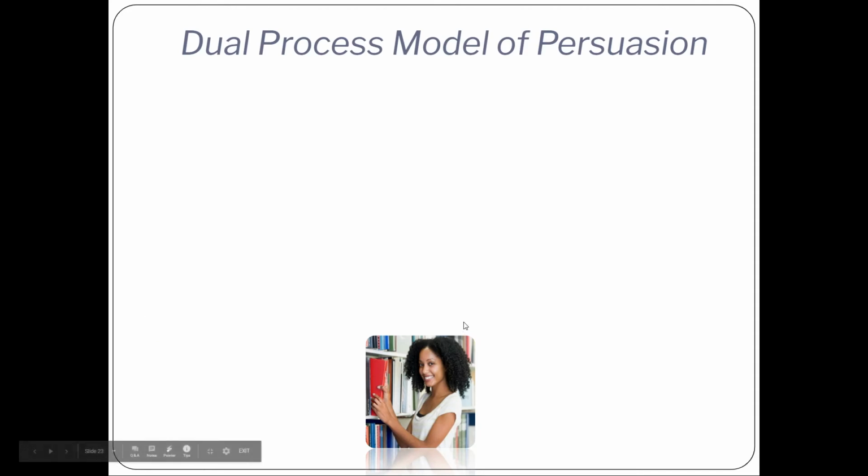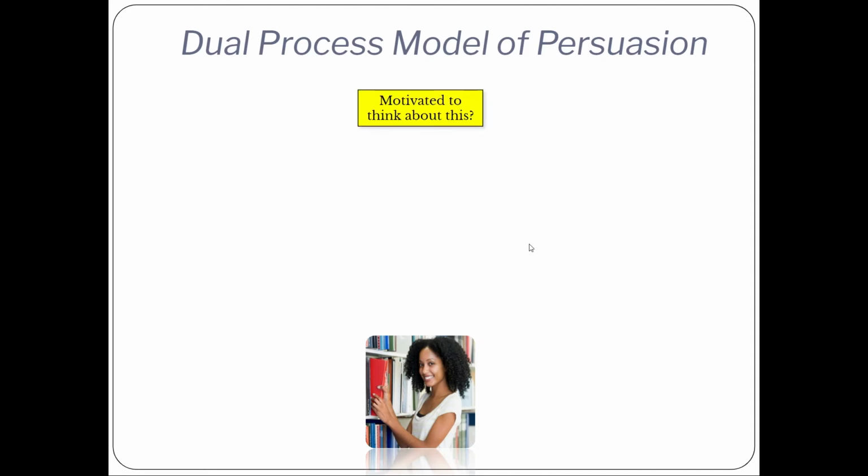Right. So let's imagine we're trying to persuade this person about something. This is our target of persuasion. The first question we want to ask ourselves is whether this person is motivated to think about our persuasion message. For example, if we want to persuade her on recycling, does she even care about recycling? Is she motivated to think about recycling?